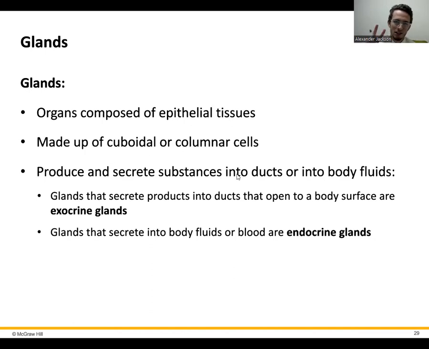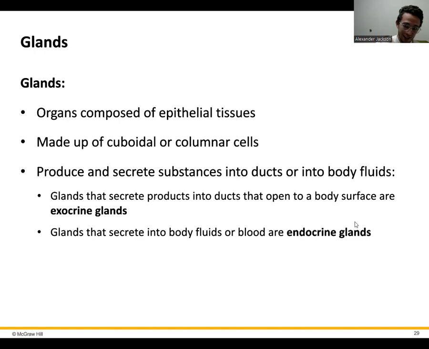You can divide these out into two ways. This is just something good to know for the future. If you ever hear exocrine gland, it means that the secretions of that cell are going to eventually go out of the body. So think about salivary glands. They secrete into your mouth where you could either spit or swallow. Either way, it's going to go out of the body eventually.